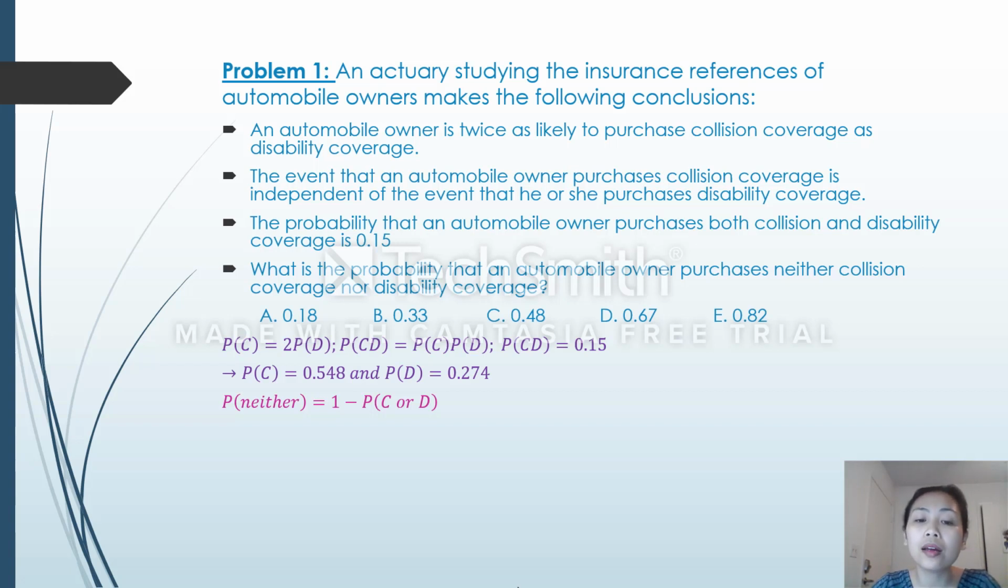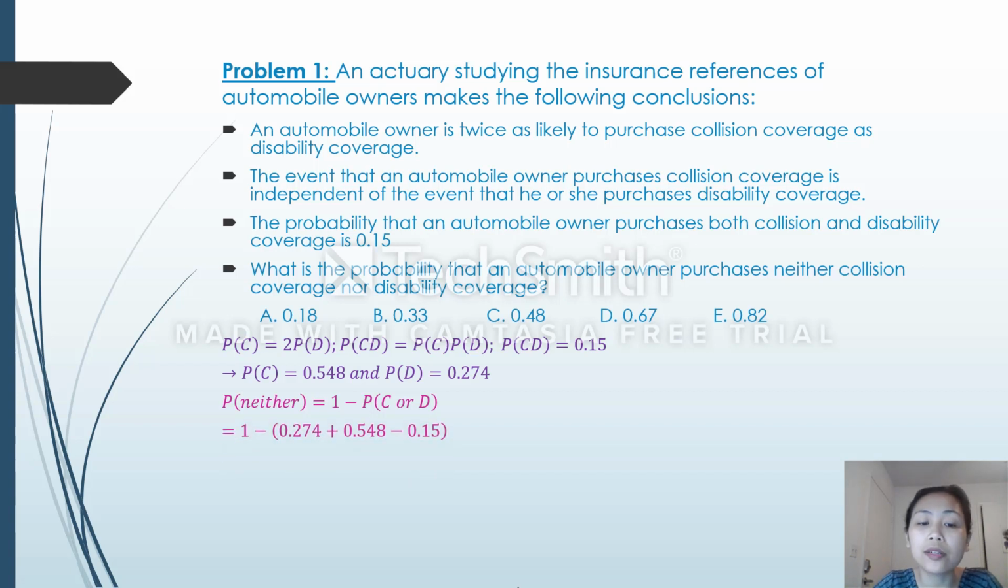So the chance that an automobile owner purchases neither collision nor disability coverage is 1 minus the probability that an automobile owner purchases either collision or disability coverage. And don't forget the addition rule: probability of C or D is probability of C plus probability of D minus probability of C and D.